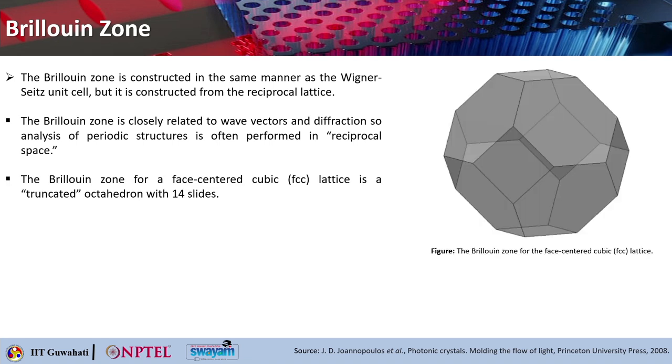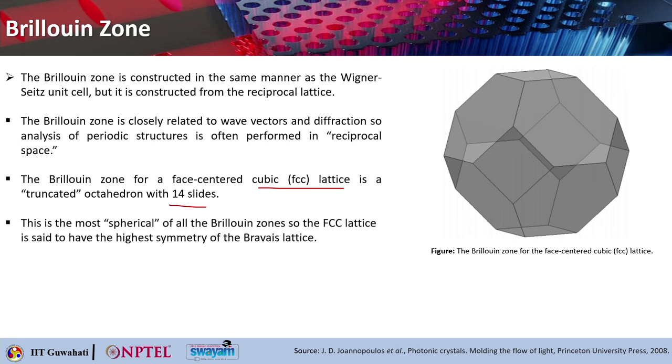So, Brillouin zone for FCC lattice is basically a truncated octahedron with 14 sides, okay, not slides, sides. So, this is how it looks like, okay. So, this is the Brillouin zone of a FCC. You can also draw this by yourself and try that. So, you can see that this is almost a spherical one, and so you can say that the FCC lattice has got the highest symmetry of the Bravais lattice.